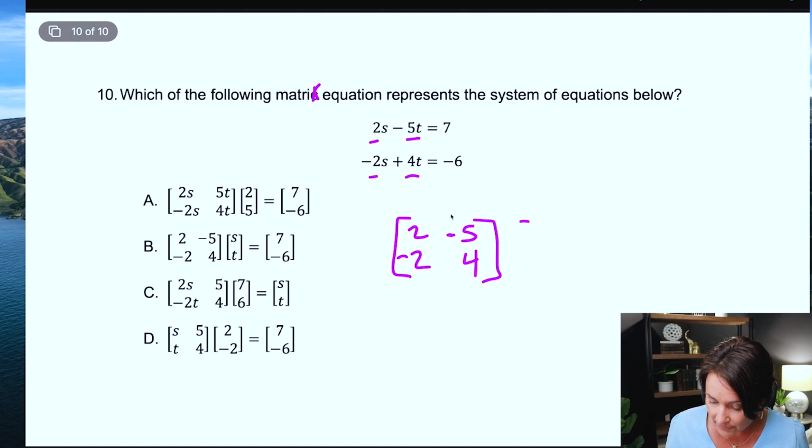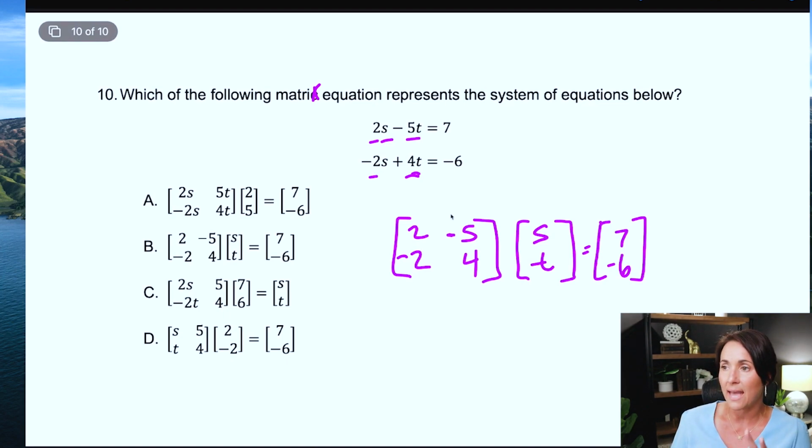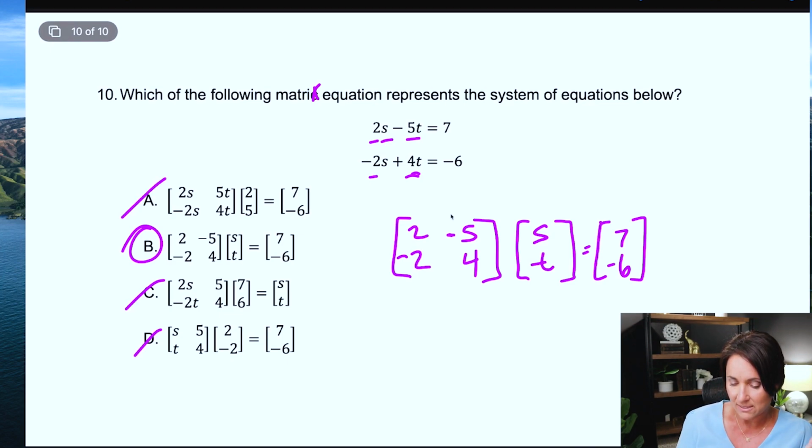Then the next matrix is going to be the variables, s and t. There's only 2 variables, s and t. And then the last part is going to be your sum or your solutions here, 7 and negative 6. That's how you would represent this as a matrix. And so that means that B is going to be the correct answer here. None of the other answers work. This is nonsense, nonsense, nonsense.